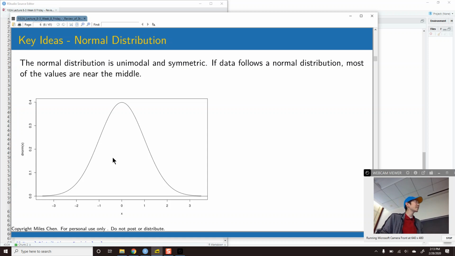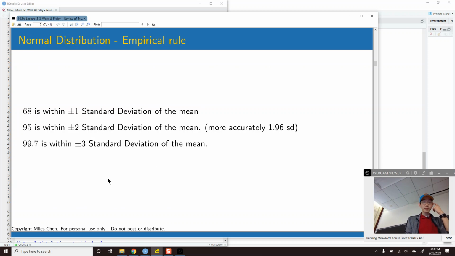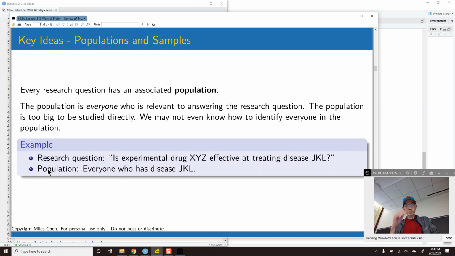All right, and then you guys learned about the normal distribution, okay? Unimodal, symmetric, and if the data is normal, what that basically means is most of the values are close to the middle, okay? And you've got the empirical rule, I should say 68% is within plus or minus 1 standard deviation, 95% is within 2 standard deviations, or more accurately 1.96, and about 99.7 is within plus or minus 3 standard deviations. They should all say approximately, okay? So that's your empirical rule. All right.